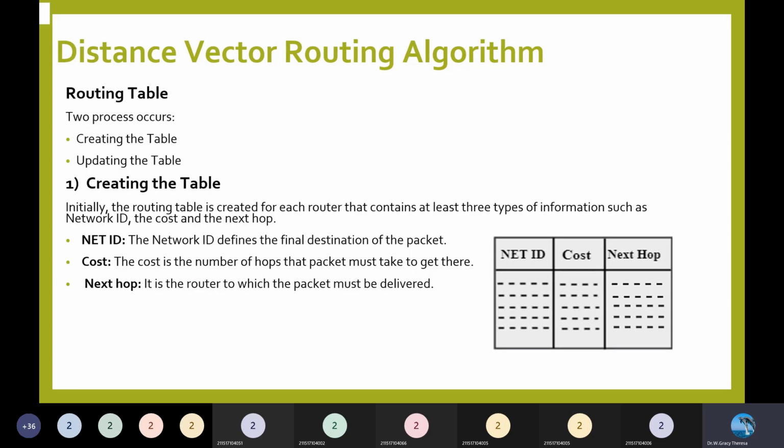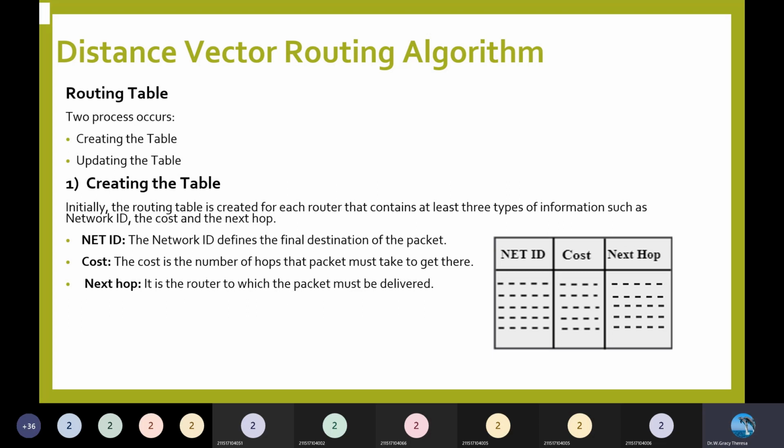That is the cost. So network ID and the cost it needs to reach a particular network ID. And next hop: who is the next nearest neighbor? That will be updated in the next hop. That is the router to which the packet must be delivered, the nearest neighbor where the packet has to be delivered. So that is something about the next hop. This is how we are going to create the table.